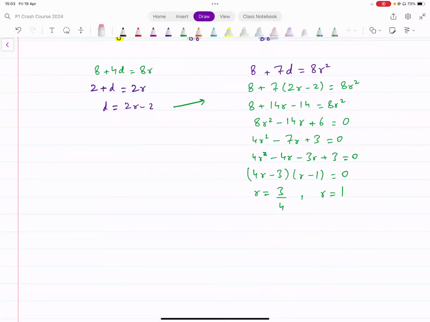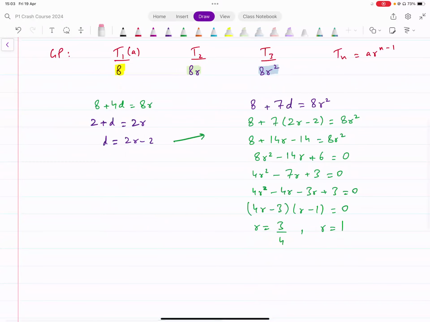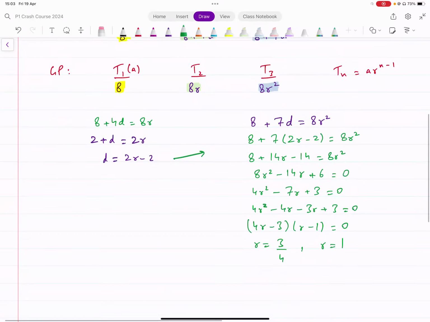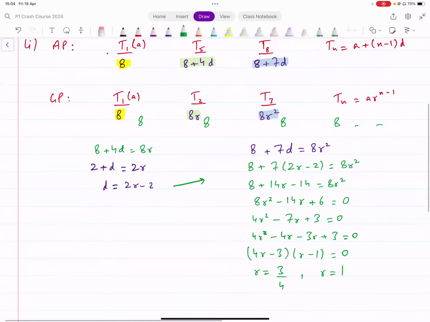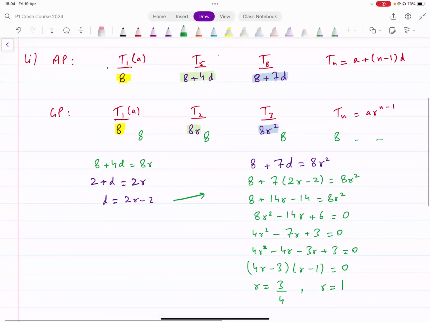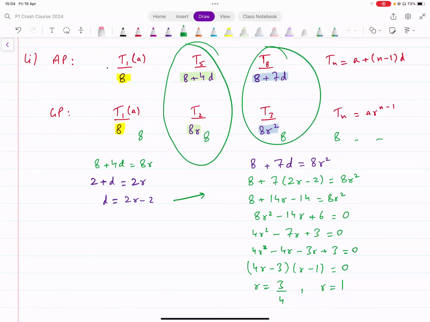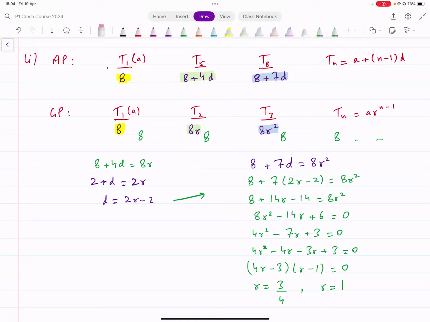Now, how do we know that r equals 1 is not possible? What does r equals 1 mean? r equals 1 means in the GP, you are getting the next term by multiplying by 1, right? If the ratio is 1, that means you're just multiplying by 1. That means if the first term is 8, the second term is also going to be 8. The third is also going to be 8. The fourth is also going to be 8. That means it's the same number repeating. And since the terms of AP and GP are the same, that means in the AP as well, all of these terms are 8.